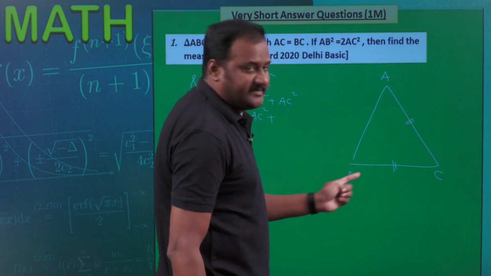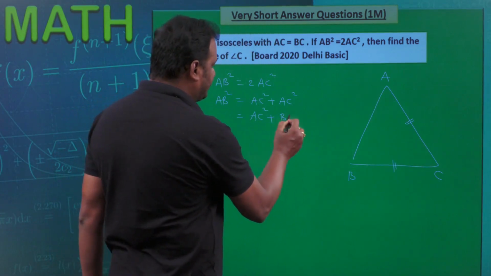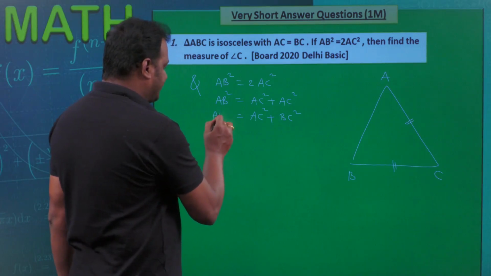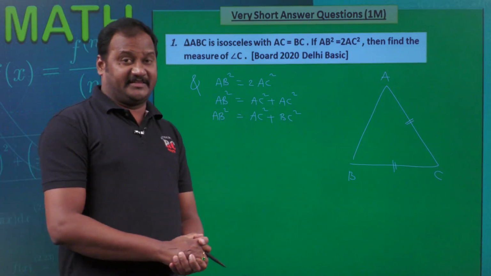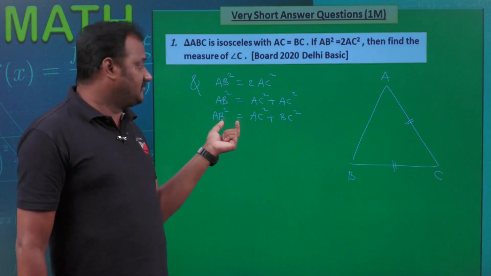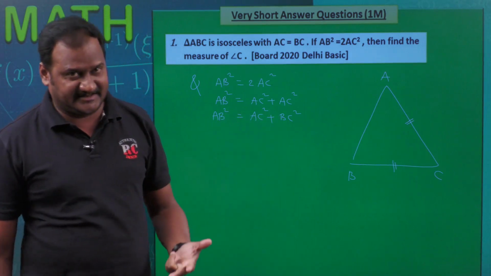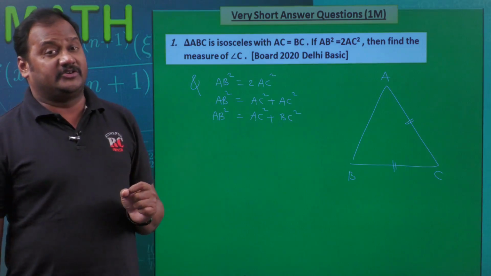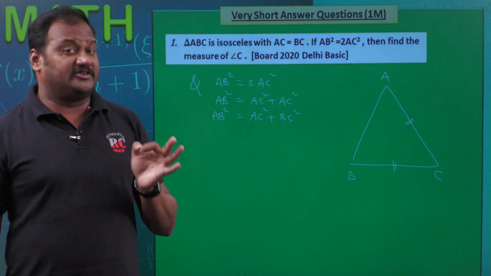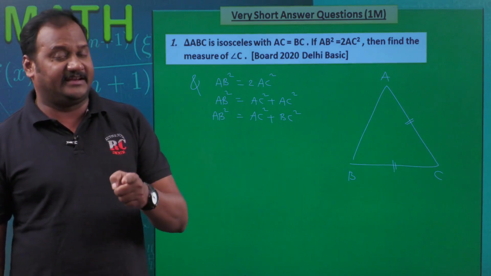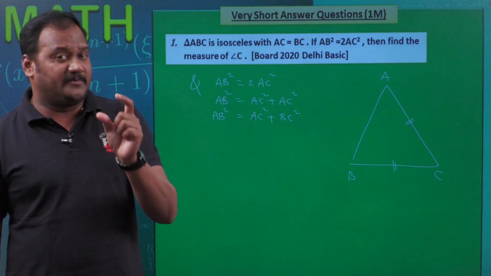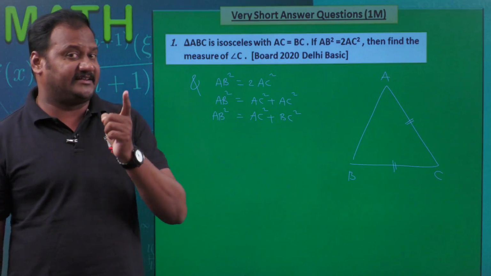Instead of AC, can I write BC? Yes. So AB square is equal to AC square plus BC square. What do you mean by that? Square of one side is equal to the sum of squares of the other two sides. Then, according to the converse of Pythagoras theorem, the angle opposite to the greatest side is a right angle.